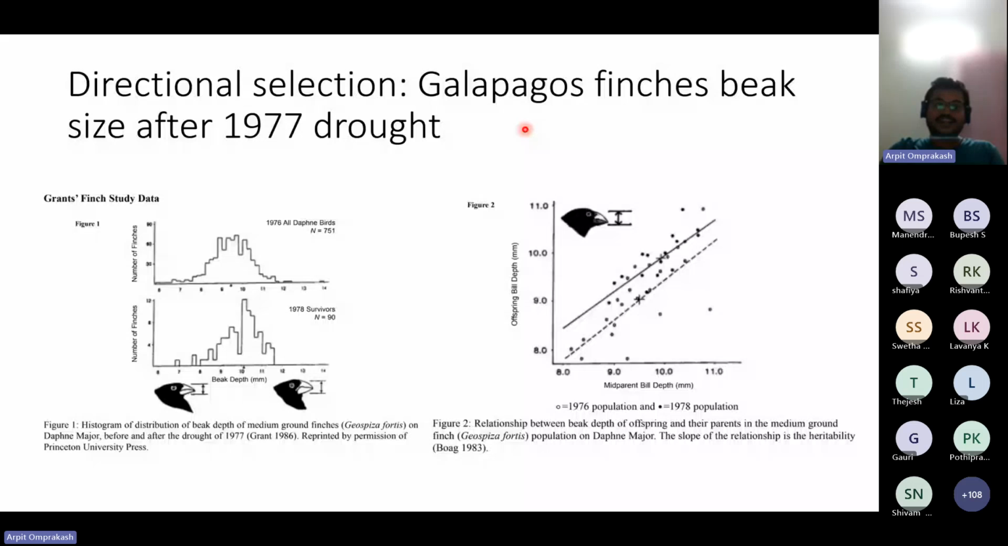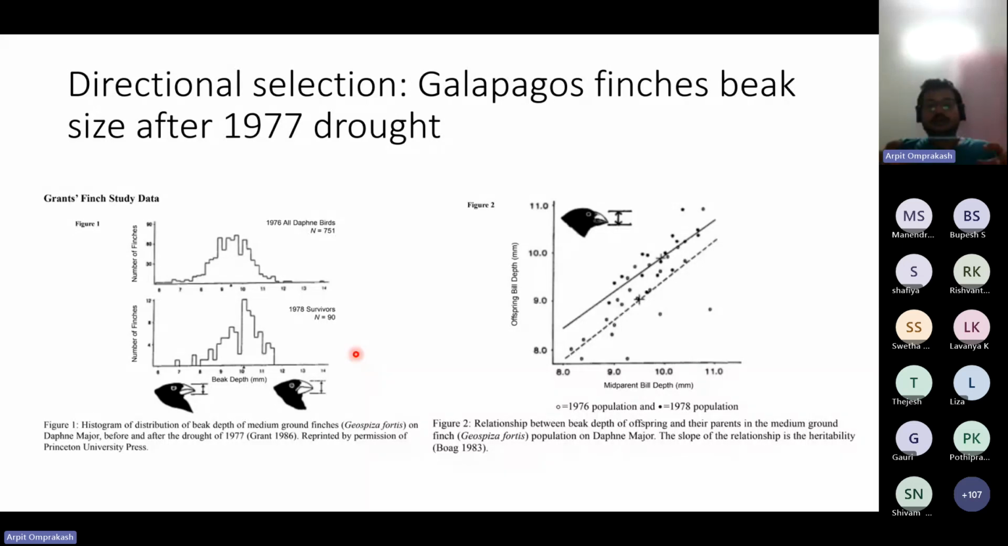So in 1977, on the island, there was a drought, and Peter Grant was studying these finches on the island, and he saw that before the drought, the beak depth of a given species called Daphne major was lower compared to the same species after the drought. Okay, so basically what they saw was that before the drought, there was no selection pressure acting on this finch. It was foraging on all the different kinds of seeds and nuts found on the island.